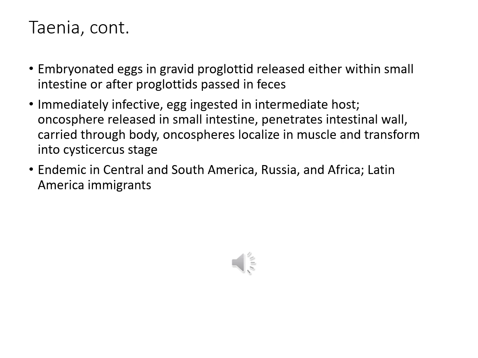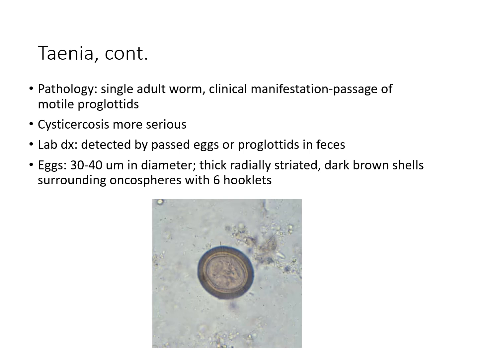Taenia are endemic in Central and South America, Russia, Africa, and can be found in Latin American immigrants as well. Infection with the single adult worm typically causes mild clinical symptoms, mainly characterized by the passage of motile proglottids in the stool. However, cysticercosis, which results from larval cysts developing in the tissues, is a much more serious condition and can lead to significant complications depending on the site of cyst formation.